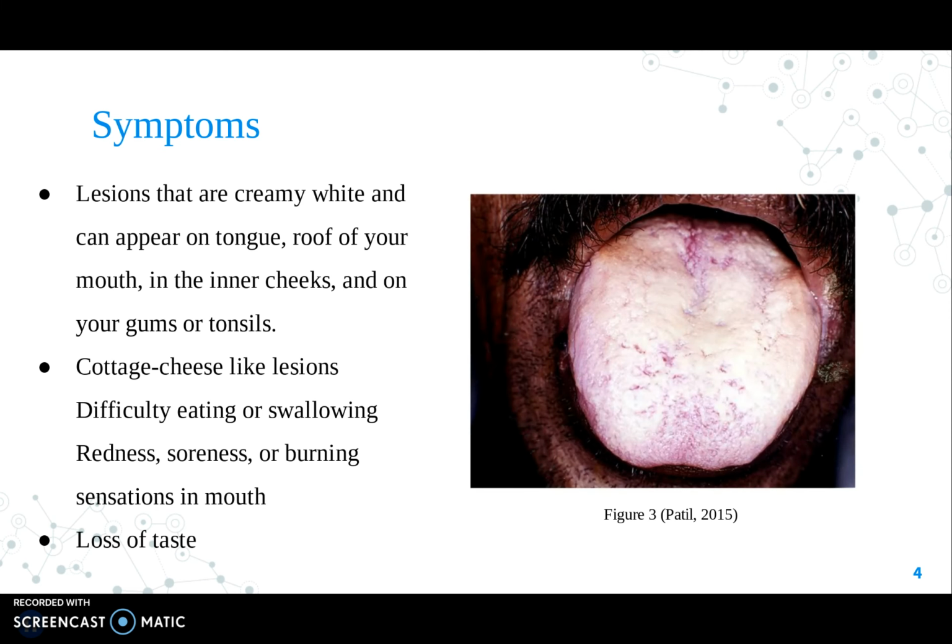Now, symptoms of oral thrush are creamy white lesions. They appear on your tongue, the roof of your mouth, the inner cheeks, your gums or your tonsils. Very uncomfortable. There are cottage cheese-like lesions which cause difficulty in eating and swallowing. There can be redness, soreness, and even a burning sensation in your mouth. As you can see on the image, you can see how thick it is, so you can know that it causes a loss of taste.